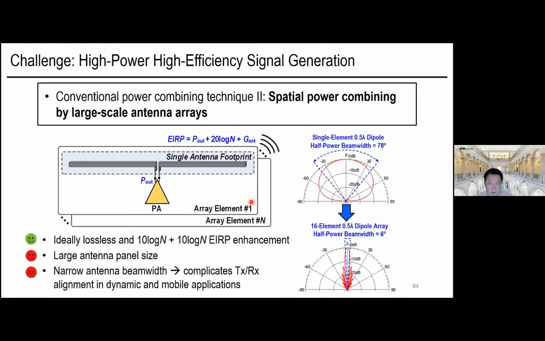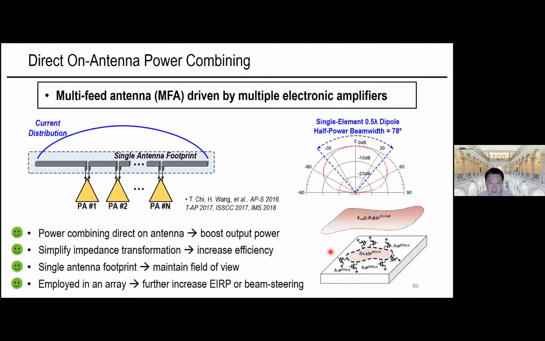And of course, another approach is to use spatial power combining with large antenna arrays. This method can achieve almost lossless power combining in the far field as long as we have perfect beamforming, with an additional 10 log N antenna gain to enhance the EIRP. However, as we mentioned earlier, it requires a large antenna panel size, and it also results in a narrow beamwidth. For example, a half-wavelength dipole will have a half-power beamwidth of 78 degrees by itself. But once we have a 16-element array, the beamwidth will reduce to only 60 degrees. Such a narrow beamwidth will really complicate the TX-RX alignment in reality, especially in dynamic and mobile environments.